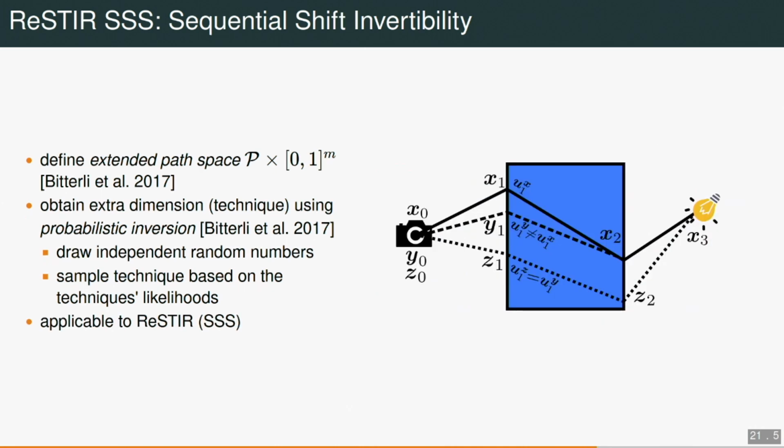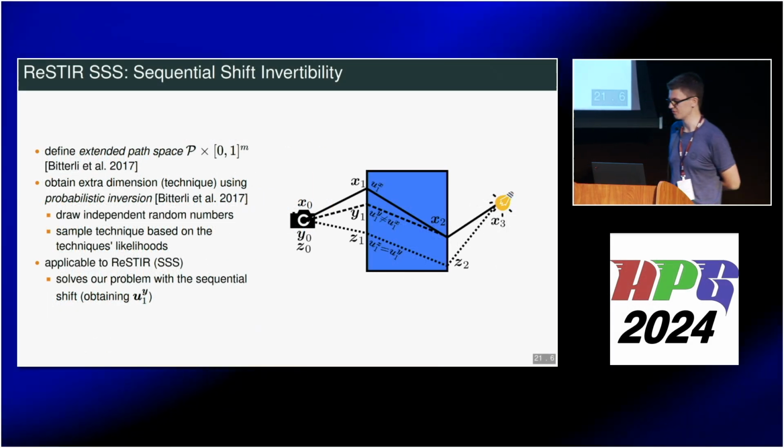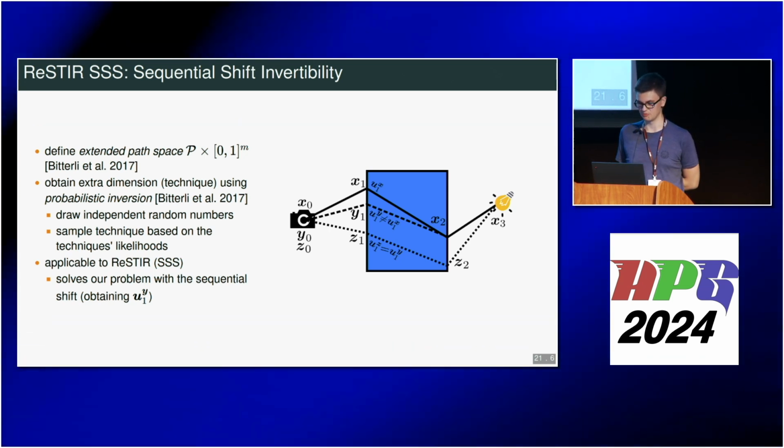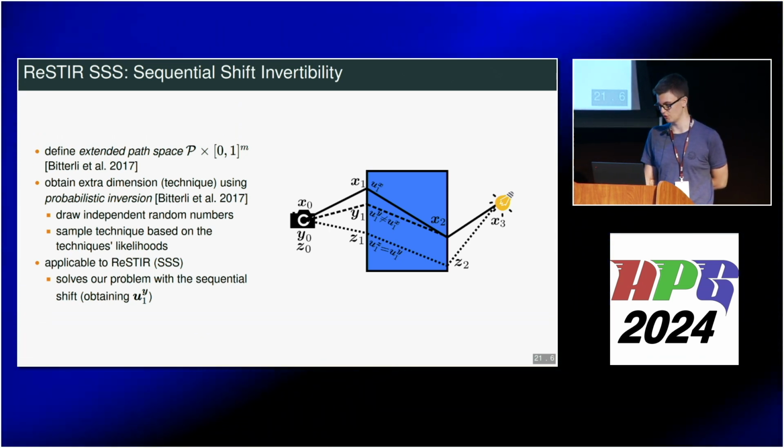And in our paper, we then show that this probabilistic inversion can also be used in ReSTIR subsurface scattering, or in ReSTIR in general. And we demonstrate how this importance sampling technique to generate points on the surface can be inverted once the technique, so the combination of a projection axis and a channel of the diffusion profile, is fixed. This then solves our problem with the sequential shift because we can just obtain these missing random numbers when applying random replay by using this probabilistic inversion.